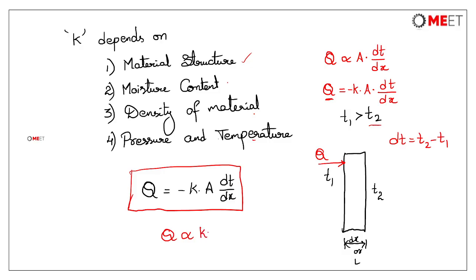There are metals and alloys also. If you take pure metals, their thermal conductivity will be more compared to that of alloys at the same temperature. Remember this: at the same temperature, the thermal conductivity of pure metals will be more than that of their alloys, because adding impurities reduces the thermal conductivity.